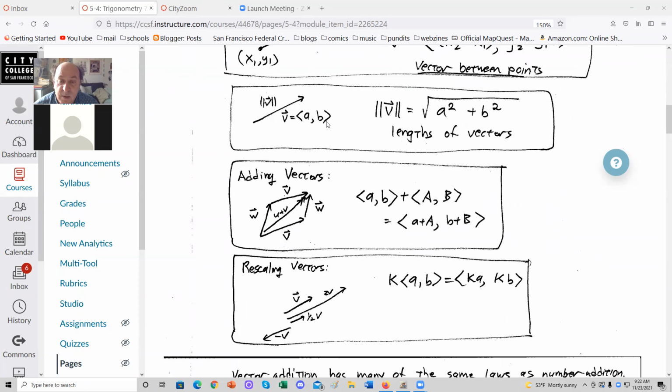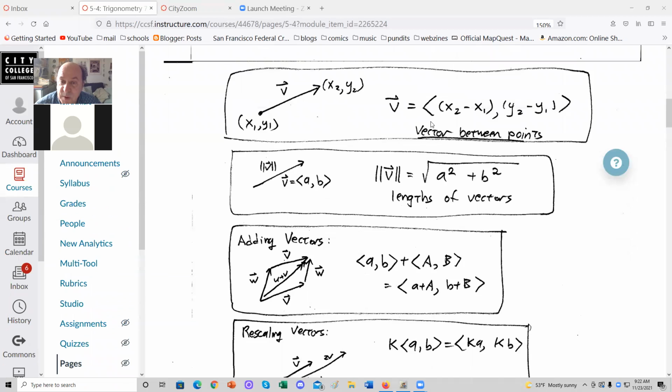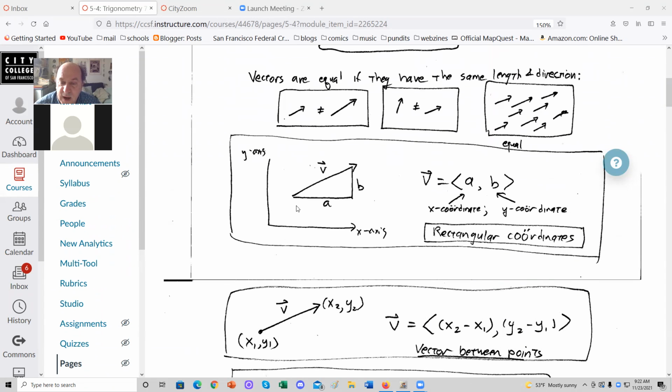Given a vector ⟨a, b⟩, its length is denoted by putting two vertical lines around it, like an absolute value sign. The length of a vector is the square root of a squared plus b squared, from the Pythagorean theorem.